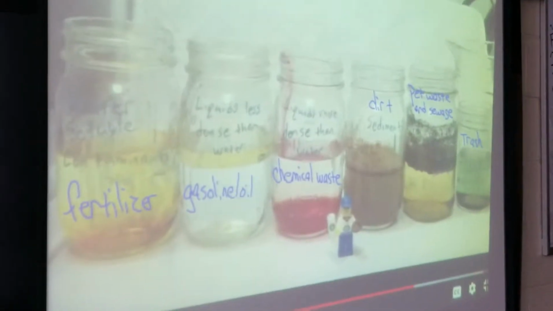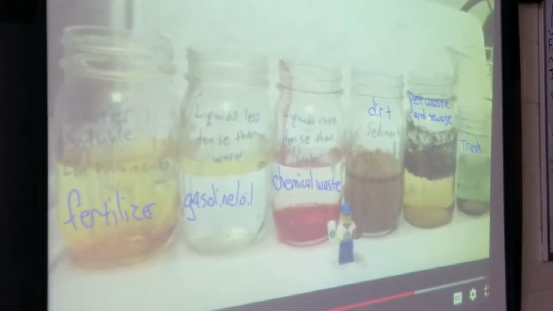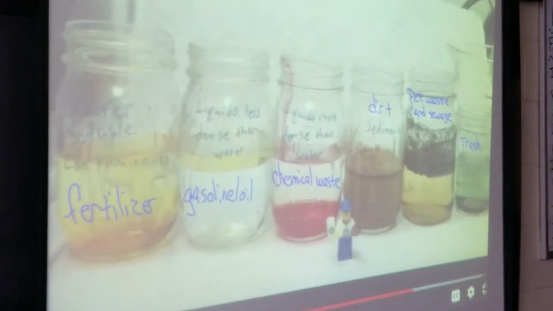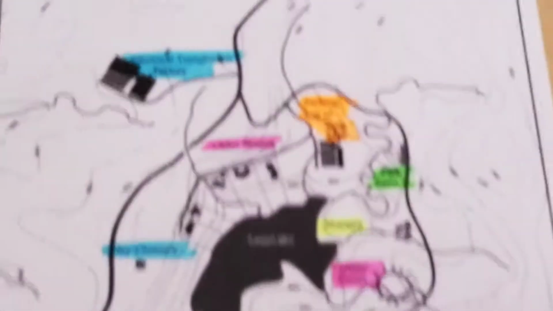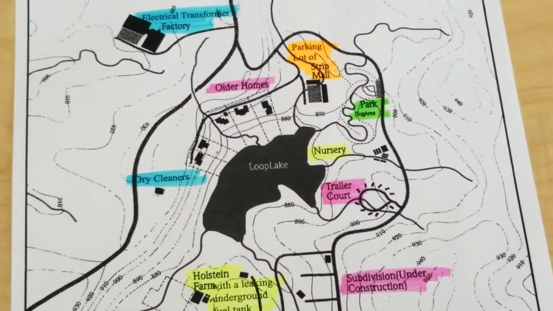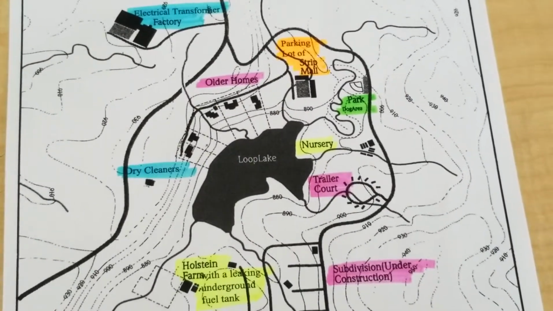We can see that oil is less dense than water. It floats on top. There is no solubility. So that would be how you would answer for the parking lot of a strip mall, the orange. Hopefully these colors are making sense. For the yellow ones, these should be kind of similar.